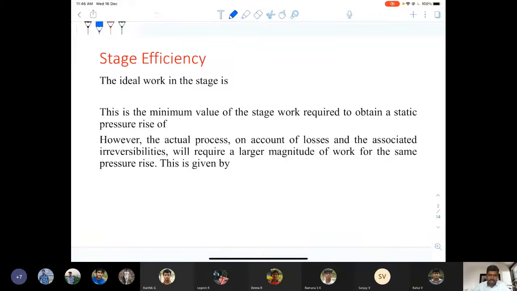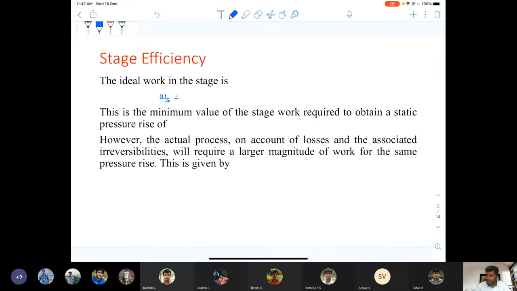We will be starting with the stage efficiency. We generally know that there will be two processes. One is the isentropic process, which is considered to be the ideal work, and another is the actual work, which is an irreversible adiabatic process, and it is not an isentropic process. Therefore, the ideal work in the stage is given as W_s, where the subscript s denotes an isentropic process, which is an ideal work.